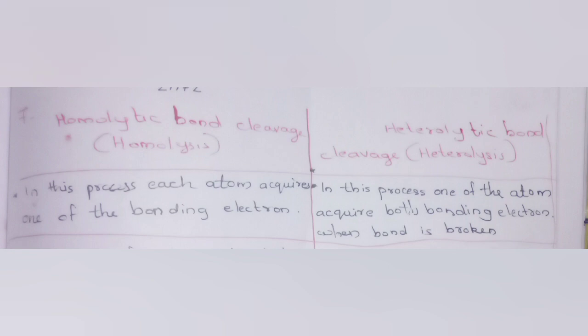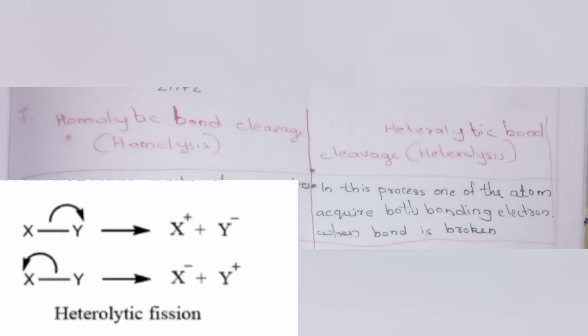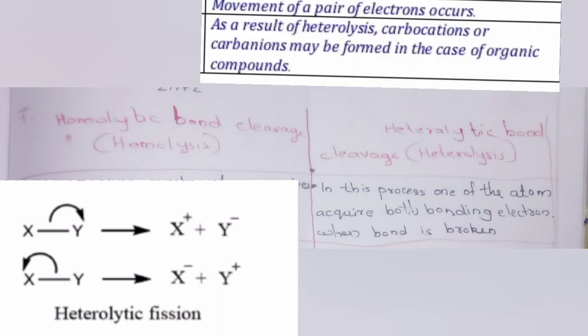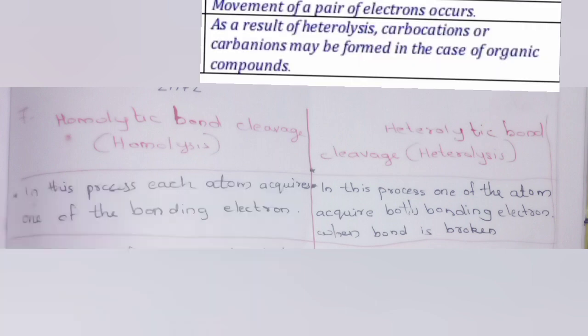Heterolytic bond cleavage or heterolysis. In this process, one of the atoms acquires both bonding electrons when the bond is broken. Movement of a pair of electrons occurs as a result of heterolysis. Carbocation or carbanion may be formed in the case of organic compounds.